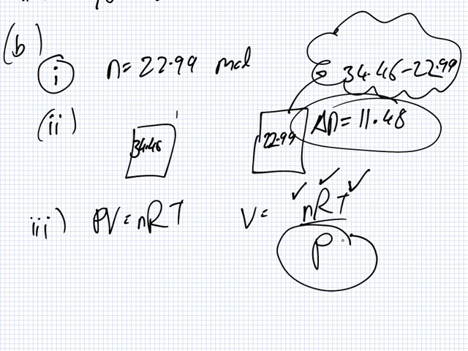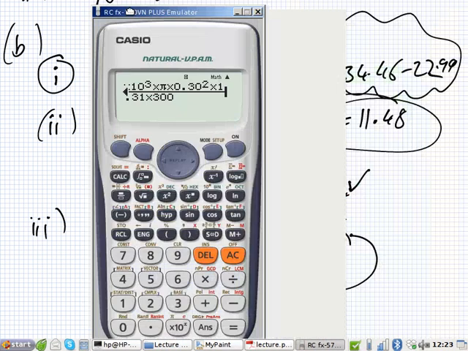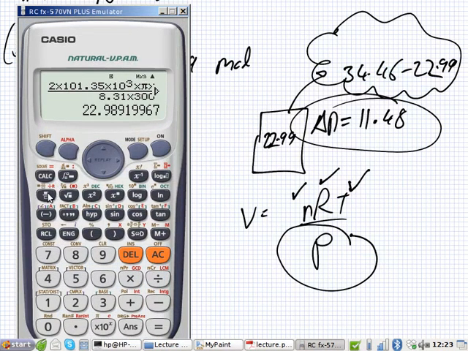So if I use my calculator again, 11.48 times 8.31 times 300 over 101.3, 5, like this. 0.28 of a metre cubed.